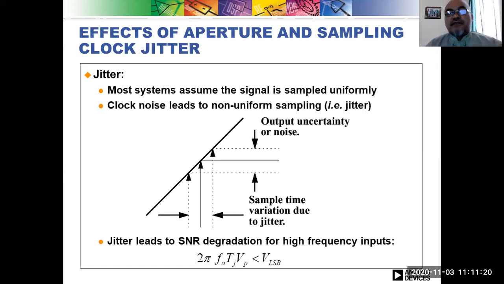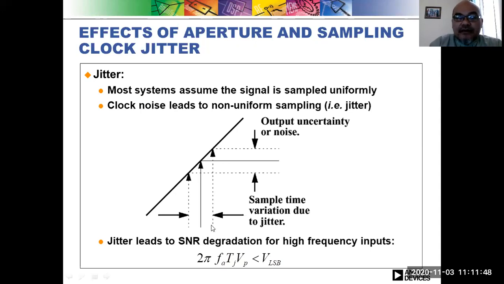Most systems assume the signal is sampled uniformly at the same period. Clock noise, however, leads to non-uniform sampling. So the noise from the clock circuit itself, the timing circuit, means it doesn't happen exactly at the same period of time. Sometimes it shifts a little bit. So in that case, you will have some output uncertainty or noise.